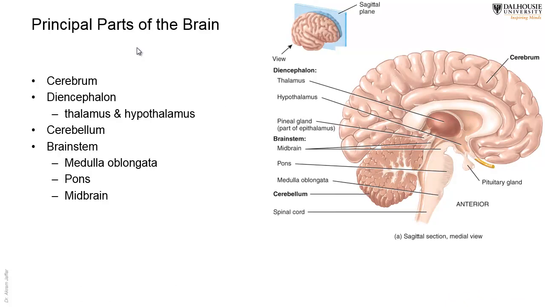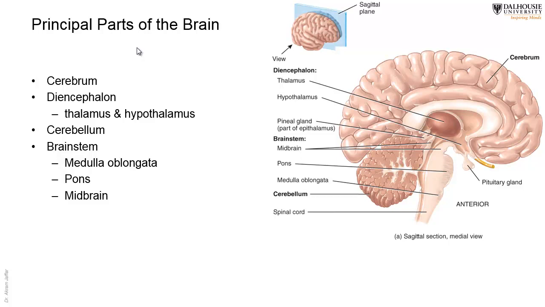So this is the brain. Actually it is a half brain, a sagittal section, and you can see the parts of the brain. It consists of the cerebrum. The cerebrum actually consists of 2 cerebral hemispheres. So this is one and this is the other one. This is only one cerebral hemisphere.